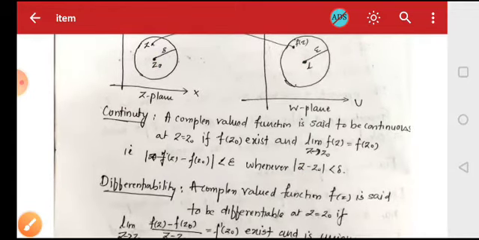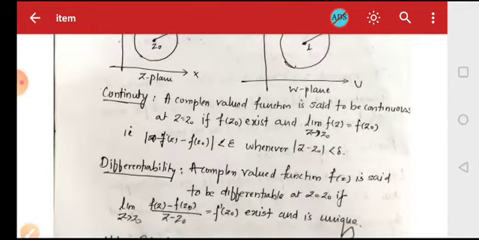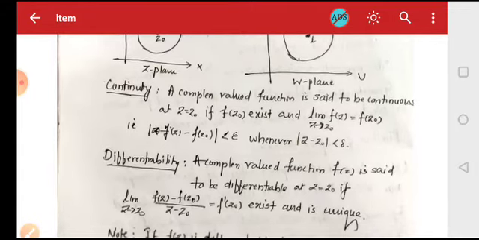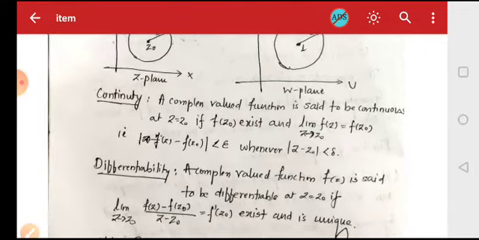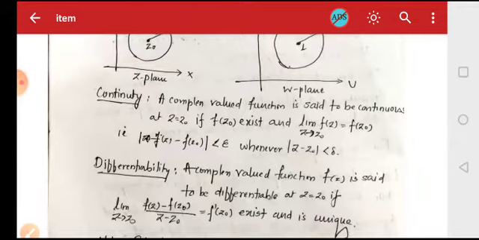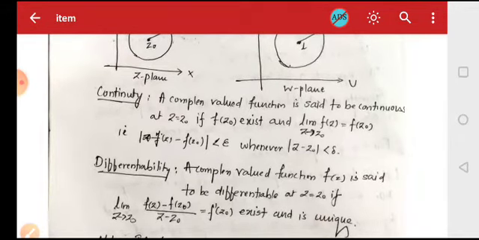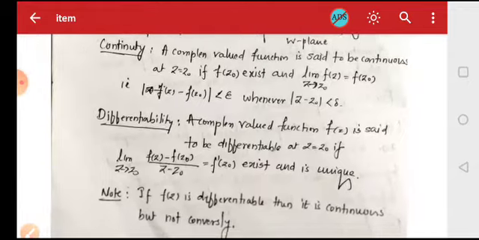Now continuity. A complex valued function is said to be continuous at z equals z0 if f of z0 exists and limit of f of z as z tends to z0 is equal to f of z0. That is, instead of what you said previously, mod of f of z minus L is less than epsilon whenever mod of z minus z0 is less than delta, here the condition changes: mod of f of z minus f of z0 is less than epsilon whenever mod of z minus z0 is less than delta.